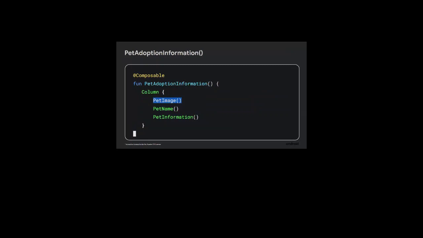As usual, we're laying them out in a column layout. First comes the image, and below the image comes the pet name, and below it comes the pet information. As you can see, it looks very simple because we're using functions to keep the code modular. If you write the whole code in the same function, it can become messy. So if you're having trouble understanding your own code, you should try to make it more modular and more readable.